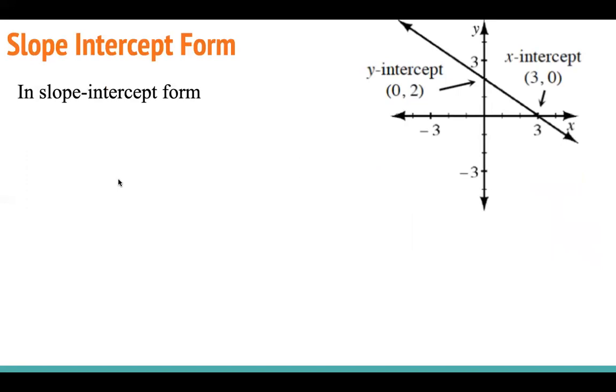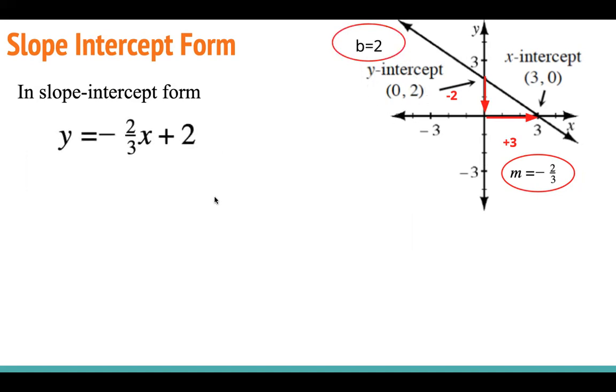Slope-intercept form is the one we've been working in. It's always y equals mx plus b. So first I look for the change, and I see in this line it's going down 2 over 3. So my slope is negative 2 over 3. That y changes on top. And then I can see my y-intercept is clearly labeled right here. So in slope-intercept form, I have y equals negative 2/3 x plus 2.